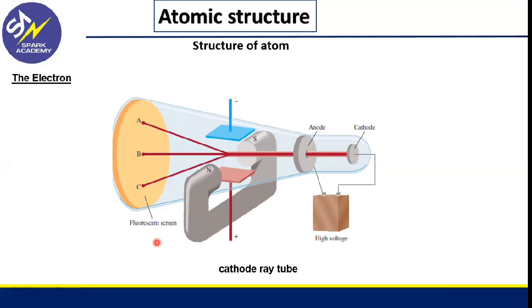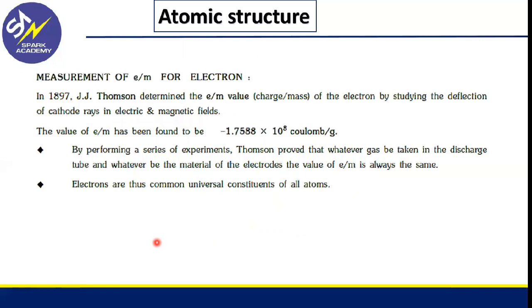So thereby it was concluded that these are negatively charged because they are moving towards the positive electrode and hitting the fluorescent screen, and thereby they are called electrons. For the electron measurement, they measured the charge over mass by studying how they deflect in these electric and magnetic fields.